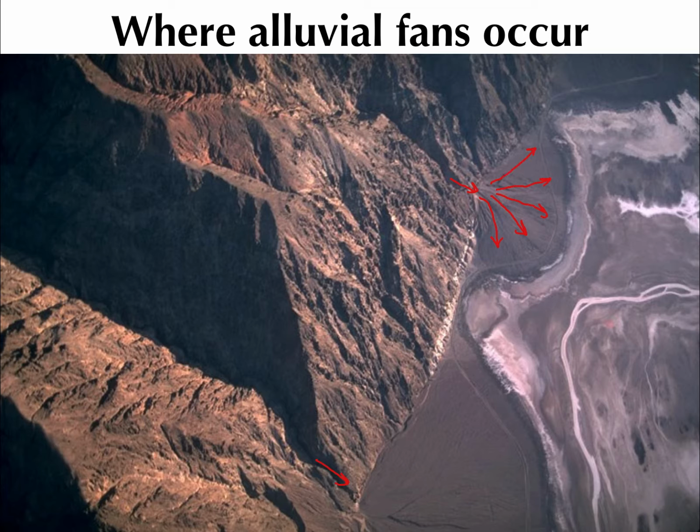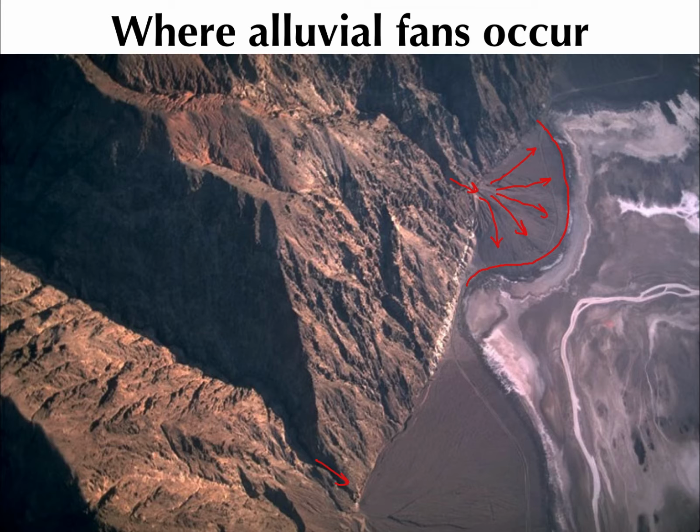The resulting deposit is relatively semicircular, radial, hence the name fan, and has about a constant radius from the point at which the feeder channel exits the mountains.